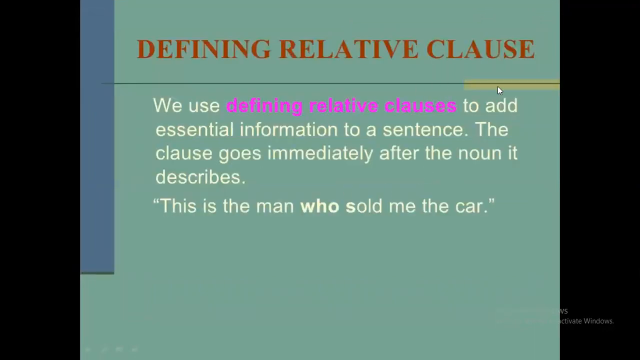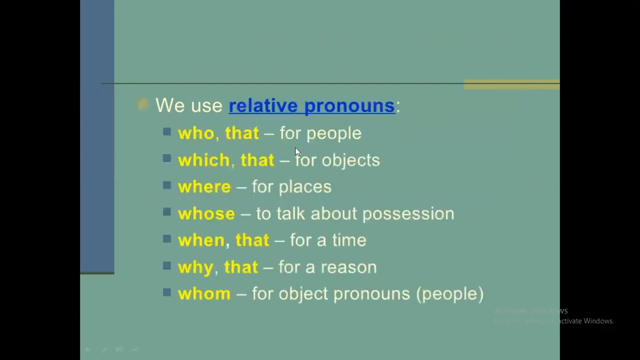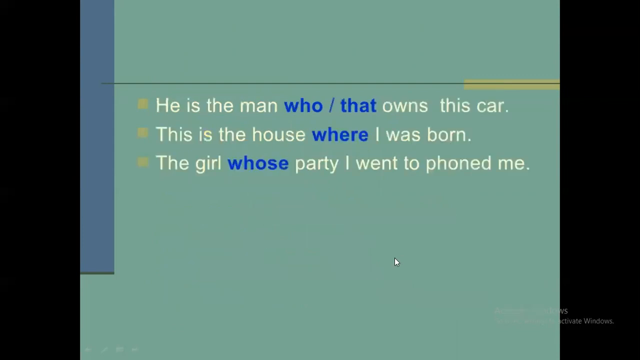we use it to add essential information to a sentence. The clause goes immediately after the noun it describes. Look at this example. This is the man who sold me the car. Okay, we use who for people, which for objects, where for places, whose to talk about position, when for a time, why for a reason, whom for object pronoun people. He is the man who or that owns this car.